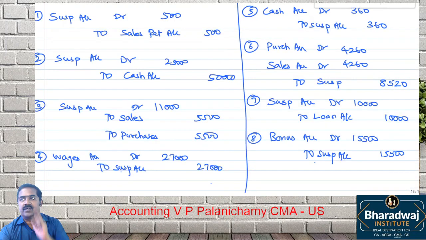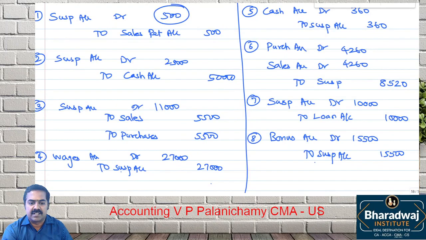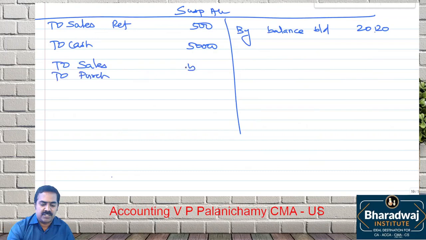Look at the first journal entry. How it will be posted? Suspense account debtor to sales returns. எப்படி post பண்ணுவீங்க? Suspense account debtor to sales returns. Debit to sales returns how much? 500. Next பாருங்க. Account sales returns how much? 500. Second entry என்ன போட்டிருக்கோம்? Suspense account debtor to cash 50,000.